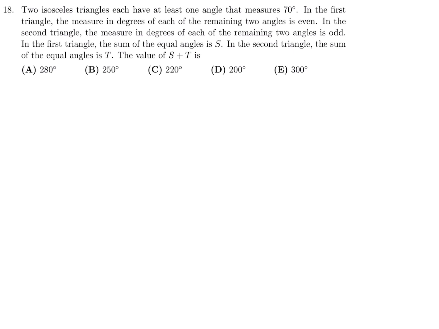Two isosceles triangles each have at least one angle that measures 70 degrees. In the first triangle, the measure in degrees of each of the remaining two angles is even. In the second triangle, the measure in degrees of each of the remaining two angles is odd. In the first triangle, the sum of the angles is S. In the second triangle, the sum of the angles is T. What is T plus S?